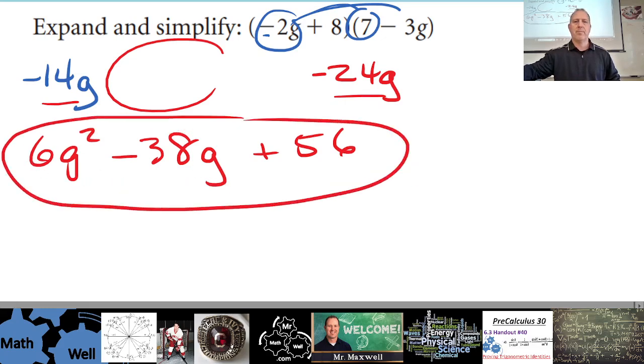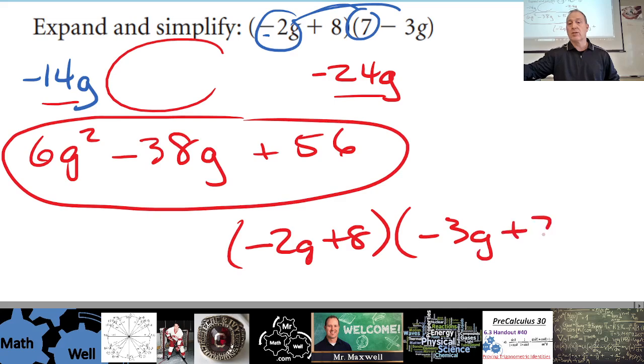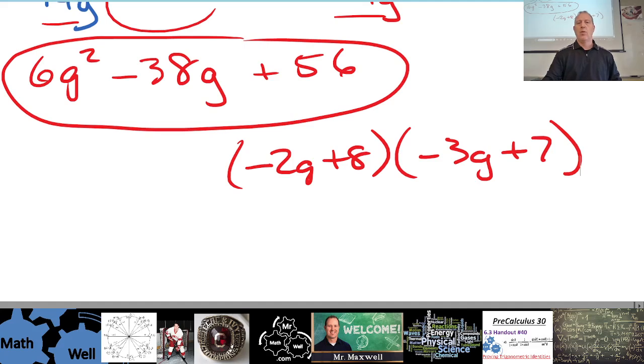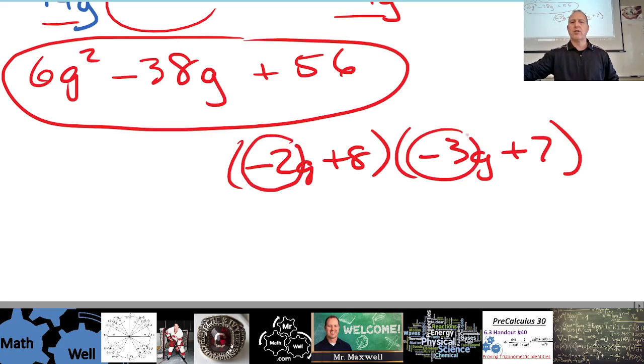Everyone understand that? Now, this came from this. The terms were all mixed up, but we could have written this with the g terms first. Look at this. It could have been negative 2g plus 8 times negative 3g plus 7. So it could have been that, and if you expand that out, you get this too. Isn't that cool? So when factoring, we are going to have to consider the numbers in front of the g's now as well.